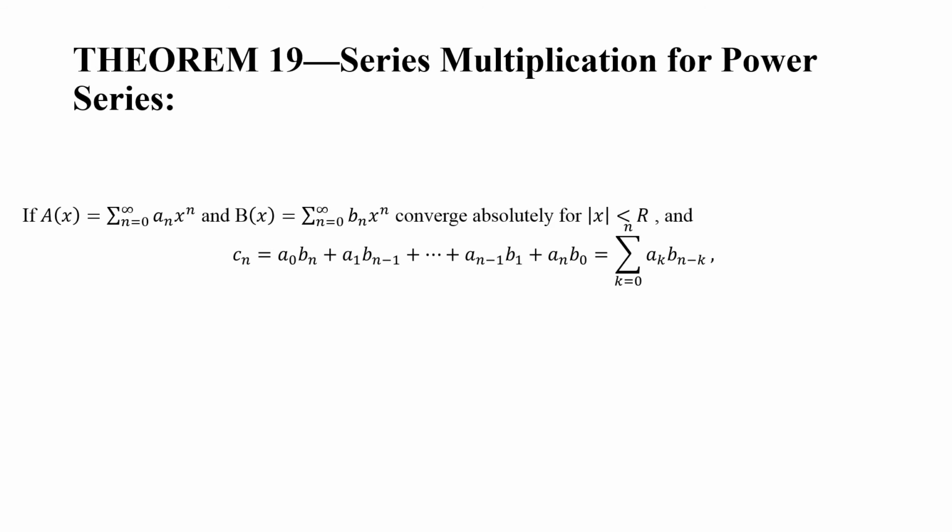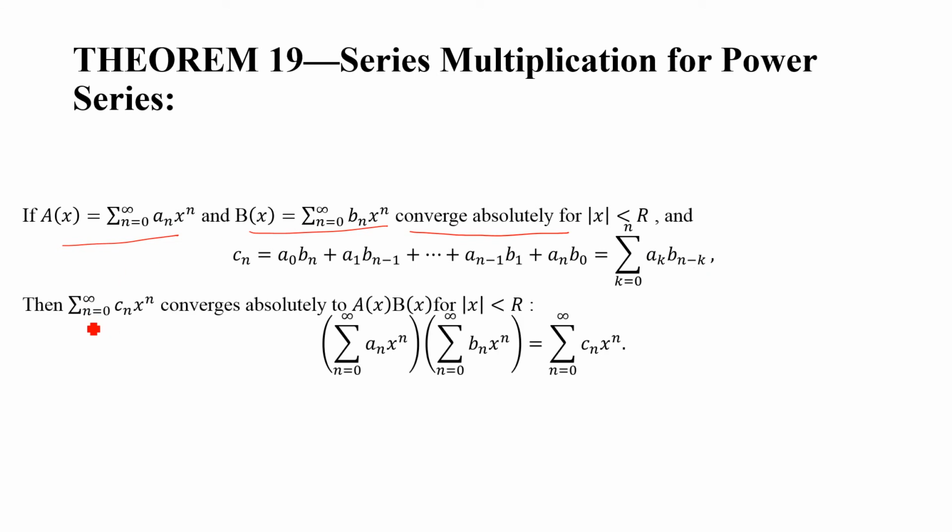So here is the series multiplication. If we have a power series sigma a_n x^n and another power series sigma b_n x^n, and both series are absolutely convergent for some |x| < r, and let c_n be a_0 b_n + a_1 b_{n-1} and so on, which can be written as sigma a_k b_{n-k}.